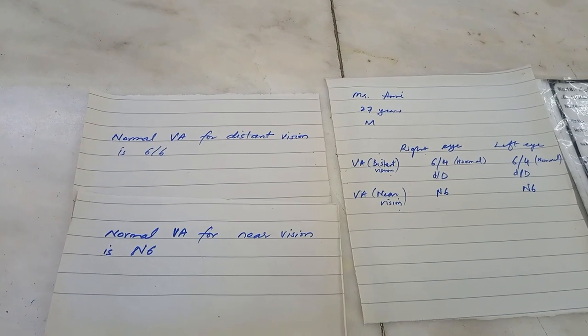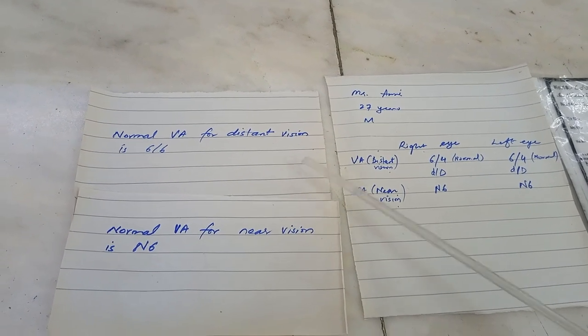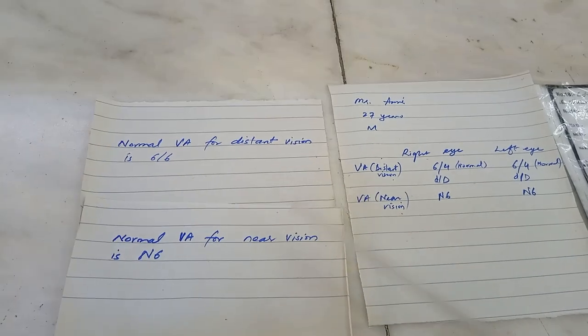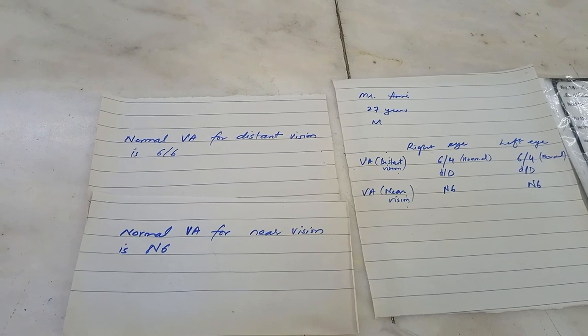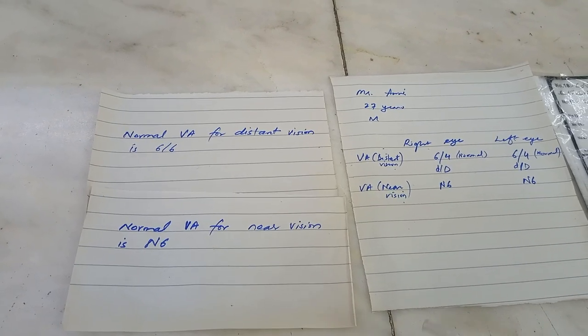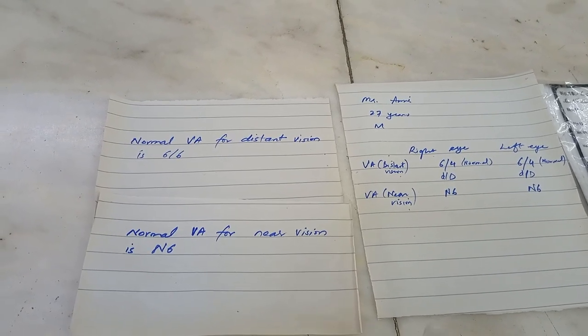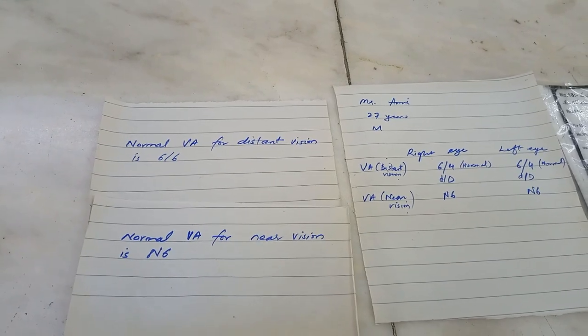So remember, the normal visual acuity for distant vision is 6/6 and for near vision it is N6. However, in some books, if you see it is N5, it is okay.